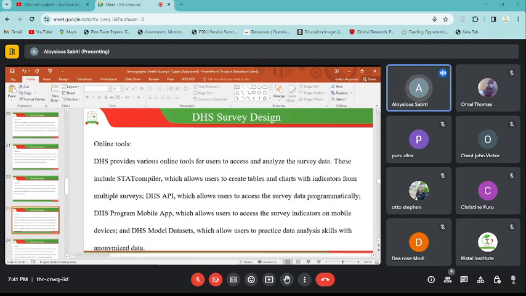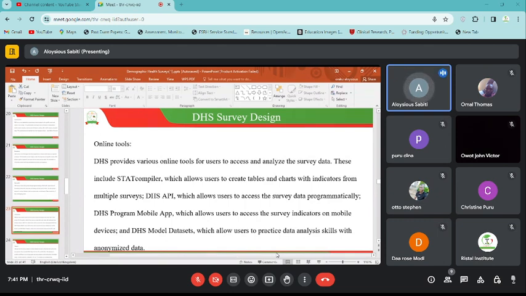The design is in that the DHS provides various online tools for users to access and analyze the survey data. And these include what they call the Stat Compiler, which allows users to create tables and charts with indicators from multiple surveys. And there's also what we call the DHS API, which allows users to access the survey data programmatically. But also it has a mobile app, which allows users to access survey indicators on their mobile devices.